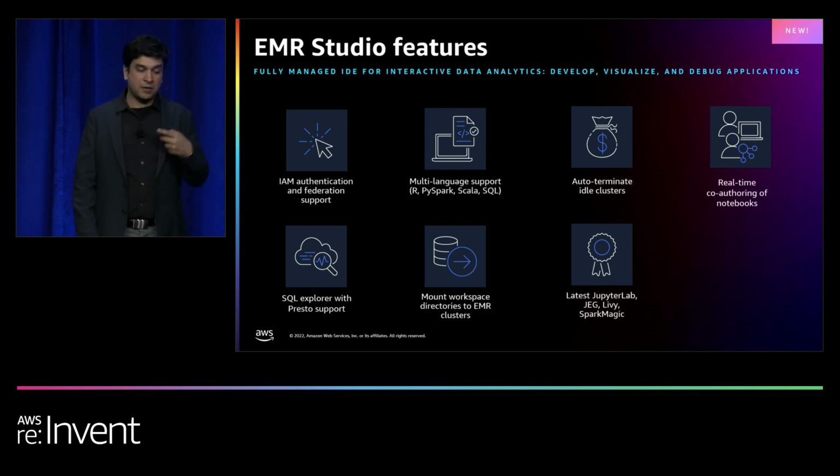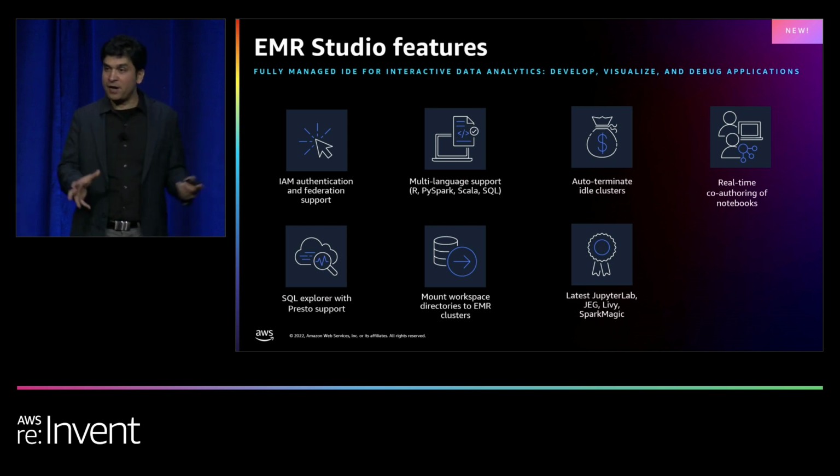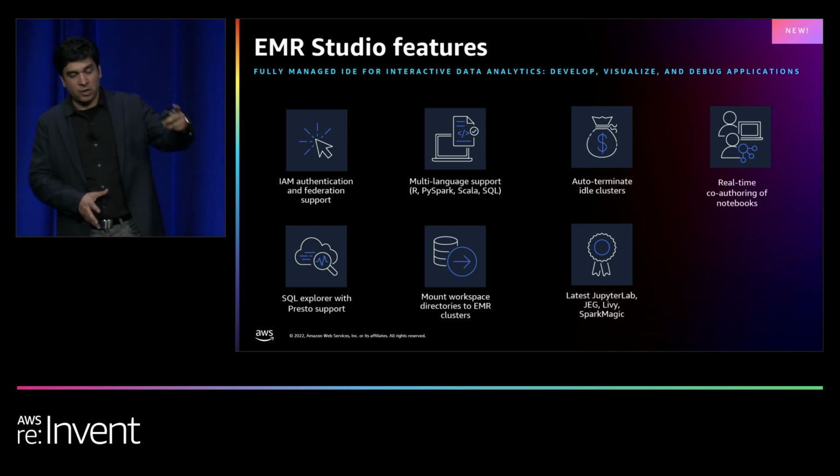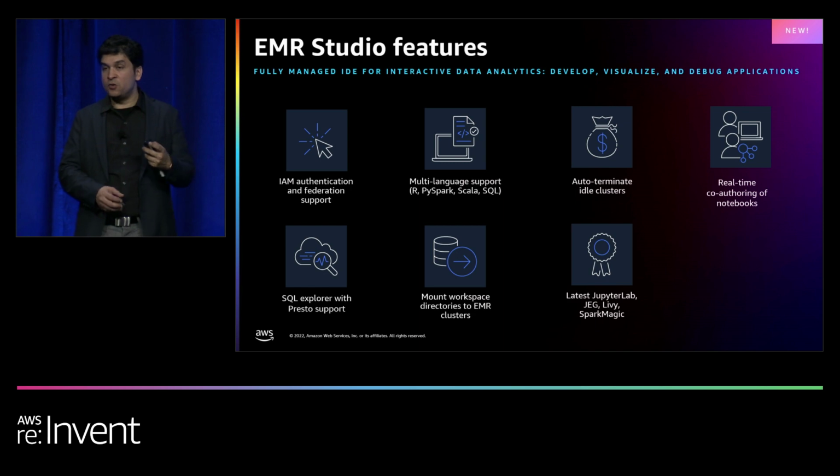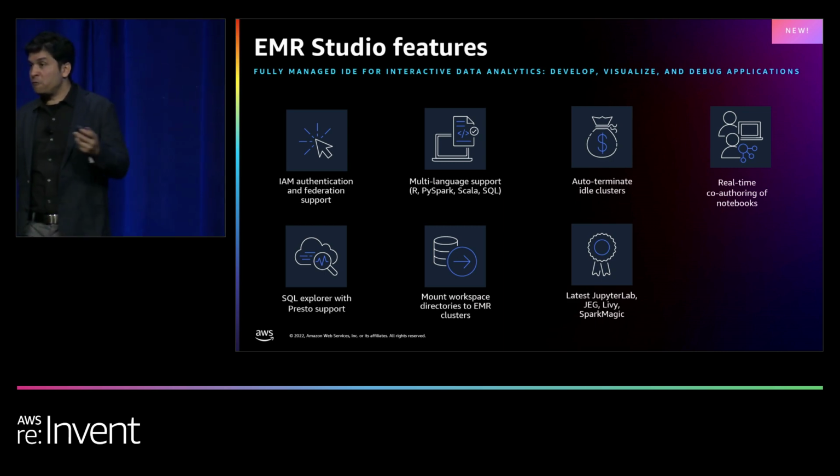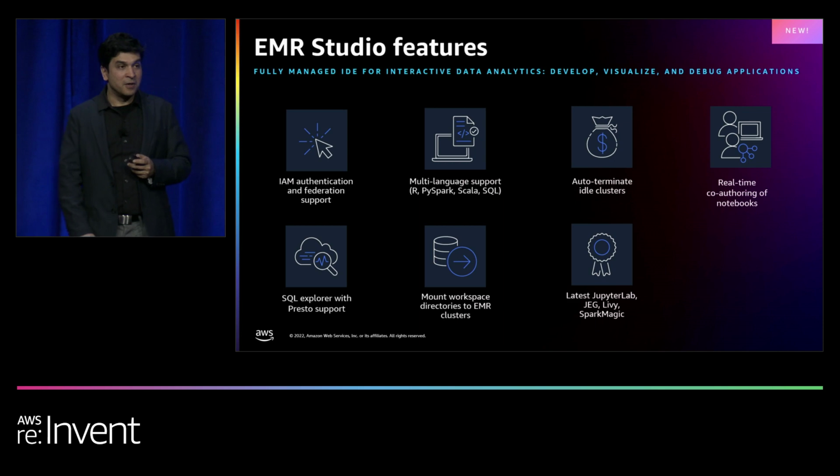And then finally, you have the latest Jupyter Lab, JEG, Livy, and Spark Magic, all of that makes all this magic happen. And we have made sure that we have kept all of that current. You get the latest Jupyter Lab features, which gives you a cell toolbar, gives you a table of contents, and so on. So the folks working on notebooks, you'll really appreciate that.